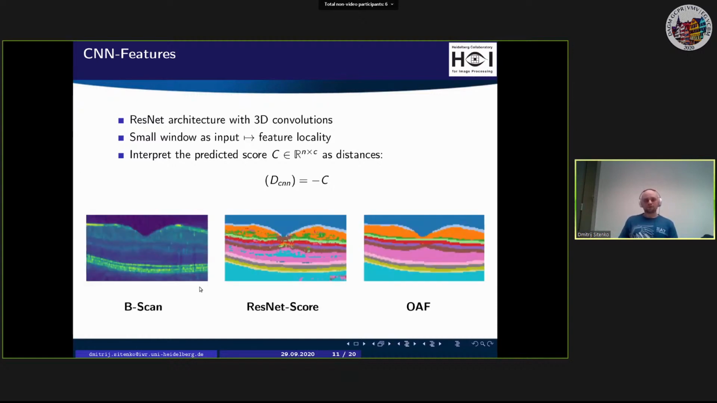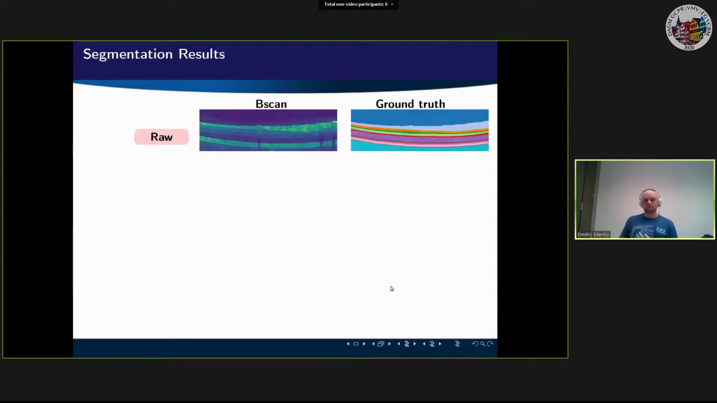And if we consider the results, on the left picture you observe a raw B-scan taken from a 3D volume. In the middle, you observe the score predicted by the trained ResNet, which is unordered. And if we post-process this result by integrating the ordered assignment flow, we obtain the following accurate segmentation, which is ordered, of the human retinal tissues. So we proceed with the results.